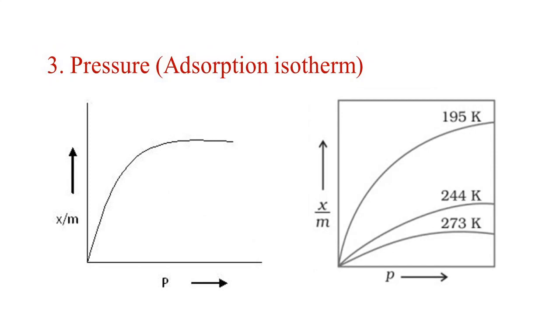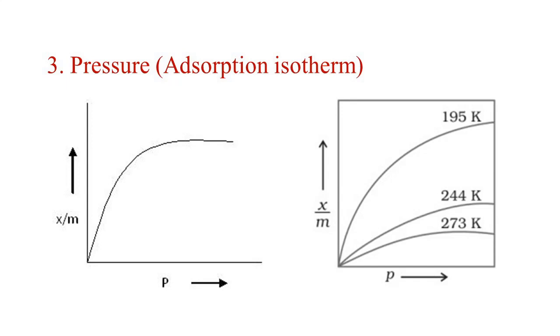The third factor is pressure. What is the effect of pressure? From the graph, we can see that the extent of adsorption increases with the pressure and reaches a maximum, and then it becomes independent of pressure. The pressure at which the extent of adsorption becomes independent of pressure is known as saturation pressure. So we can say that after attaining the saturation pressure, the extent of adsorption becomes independent. Independent of what? Independent of pressure.